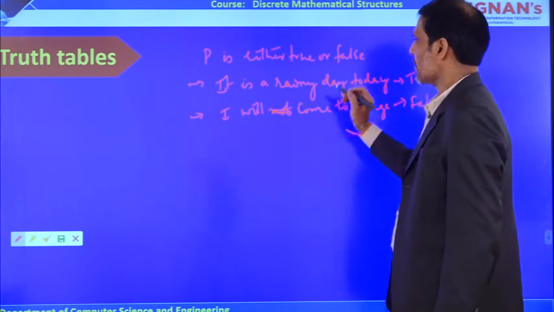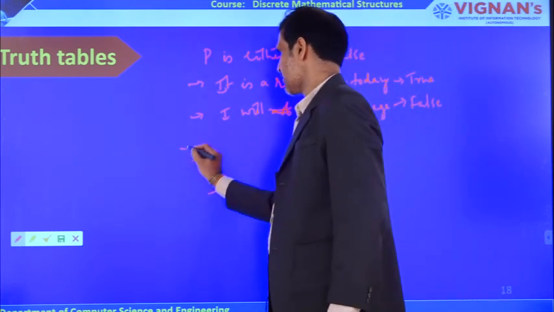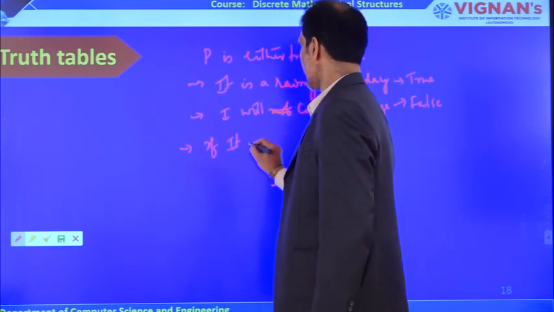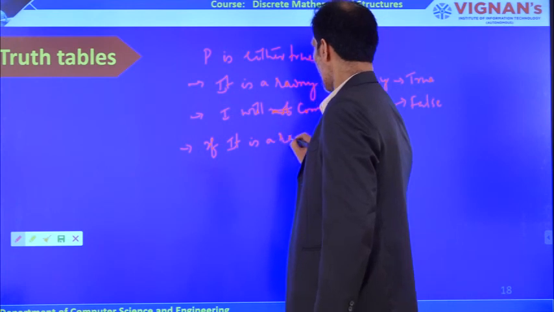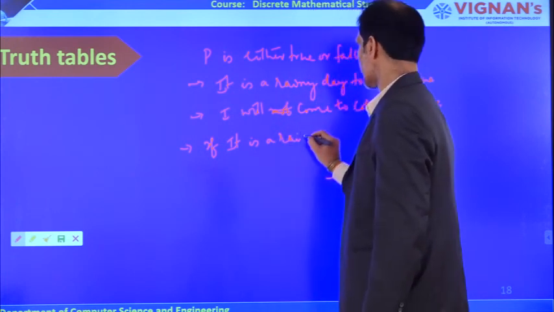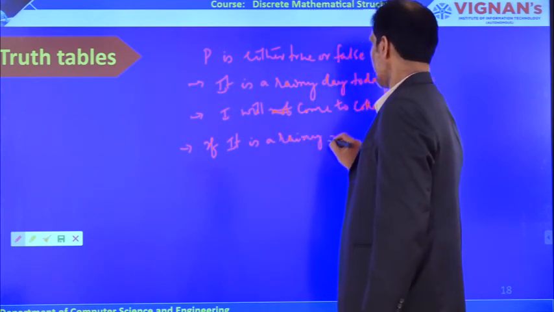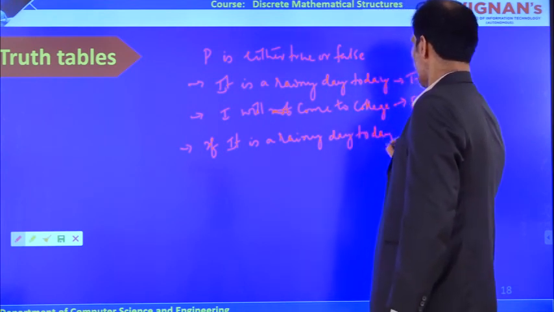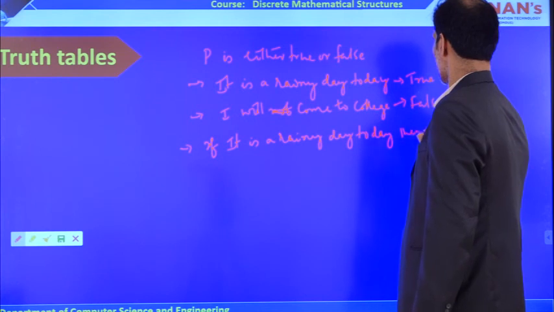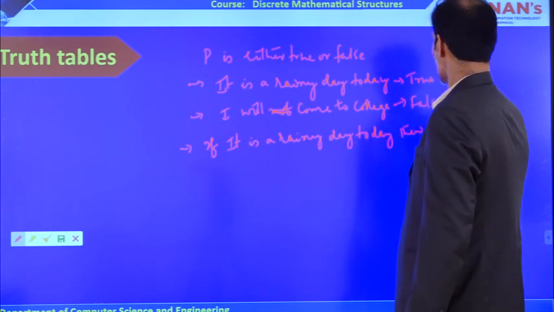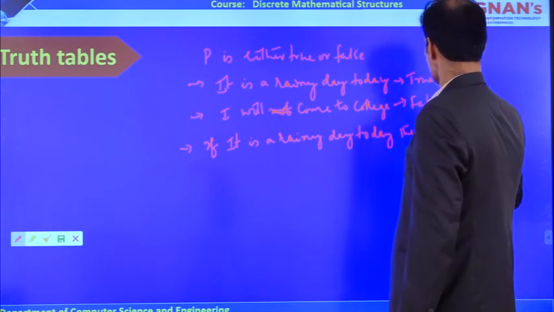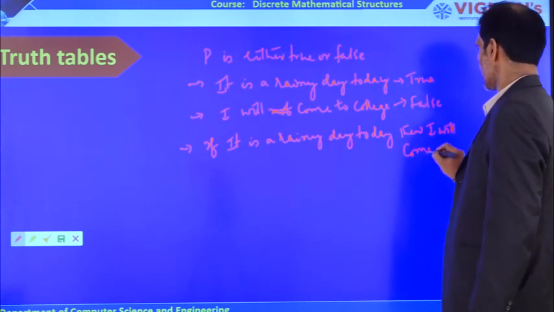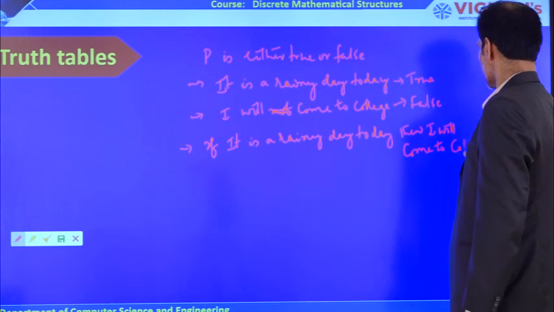Then, if I want to combine these two statements, I am taking one combination of the sentences: if it is a rainy day today, then I will come to college.